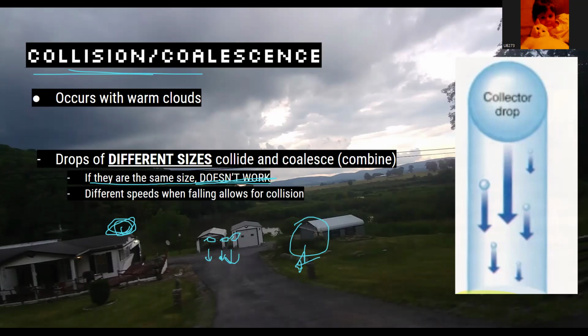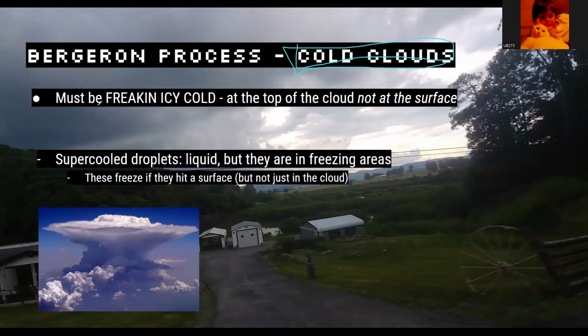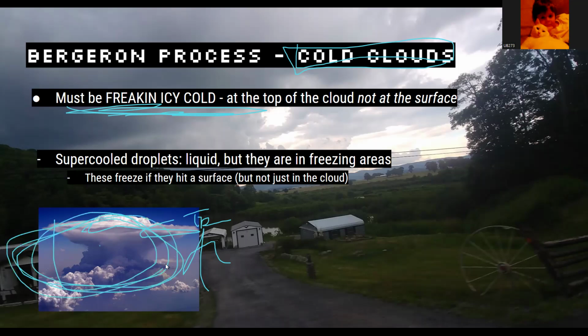We mostly have the Bergeron process, and this is from cold clouds. And it must be icy cold, but that's not that hard to do because we have the troposphere, and we know as the altitude increases, temperature decreases. So it's already going to be pretty cold up here to begin with. Here's a good cloud that's going to tell us something's going to happen right here. Got a cumulonimbus cloud right there. We're going to talk more about this soon.